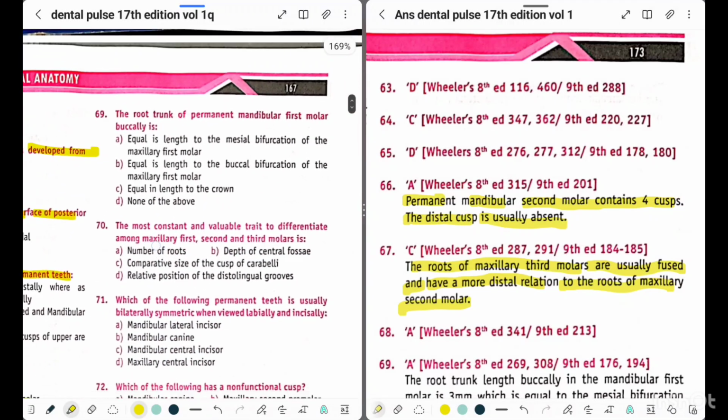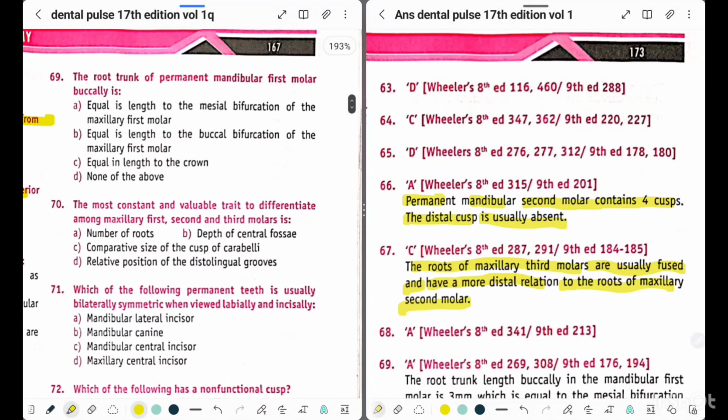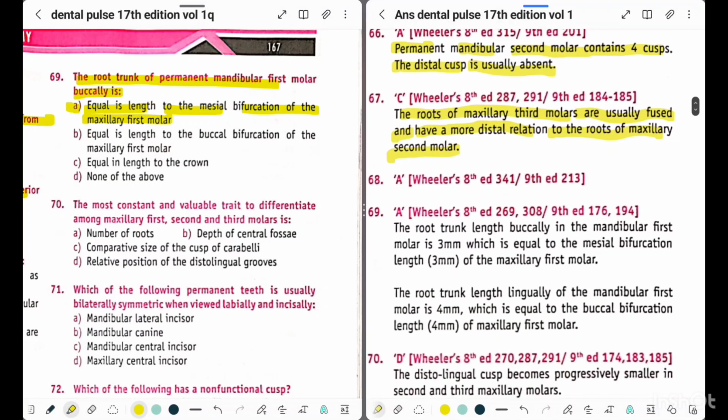Now question 69. The root trunk of permanent mandibular first molar buccally is. So its answer is equal in length to the mesial bifurcation of the maxillary first molar. Okay. So its explanation is the root trunk length buccally in the mandibular first molar is 3 mm, which is equal to the mesial bifurcation length, 3 mm, of the maxillary first molar. The root trunk length lingually of the mandibular first molar is 4 mm, which is equal to the buccal bifurcation length of maxillary first molar.